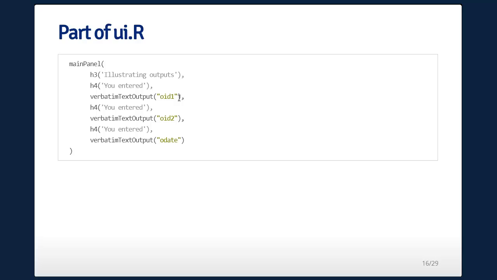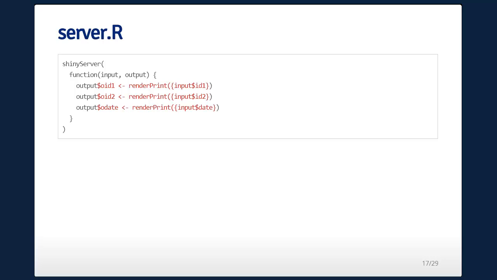But notice I got to grab these OID1, OID2, and ODate variables. Where do those come from? Well, those come from your server function. And my server function just says, it takes in my input, which is my input ID1. So this is where it grabs the HTML labels, right? ID1, ID2, and date. And then here, render print is just saying the output is going to be formatted as printed text. So output OID1 is going to be printed, just reprinting the input ID, and so on.